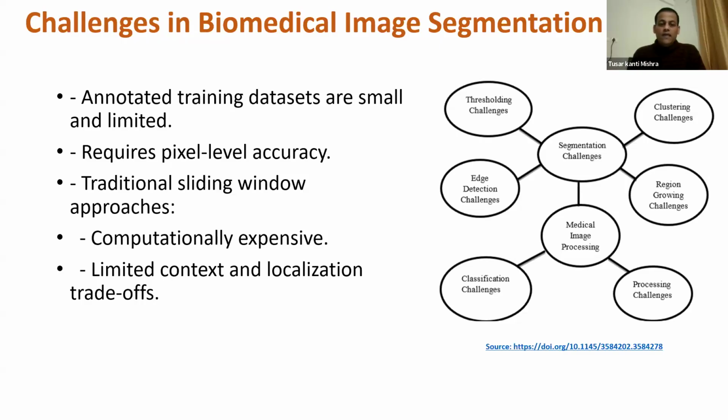Next are traditional sliding window approaches. These sliding window approaches have become traditional, and when there is a lot of intra variation in an image between objects, then it is very difficult to do the segmentation. There is an image taken from this source.